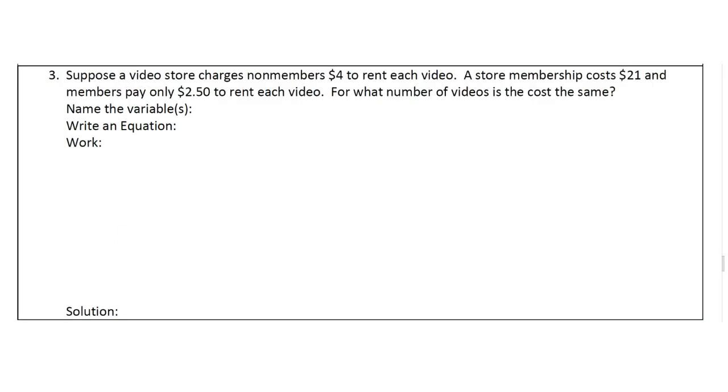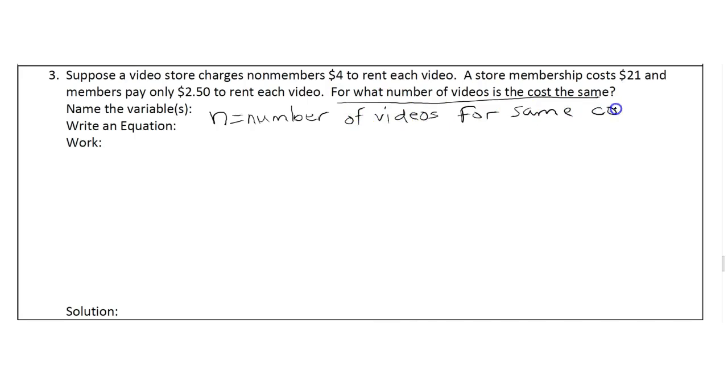Now for example 3. Suppose a video store charges non-members $4 to rent each video. A store membership costs $21 up front, and members pay only $2.50 to rent each video. For what number of videos is the cost the same? Our variable is the answer to the question, what number of videos? So N equals the number of videos for which the cost is the same.